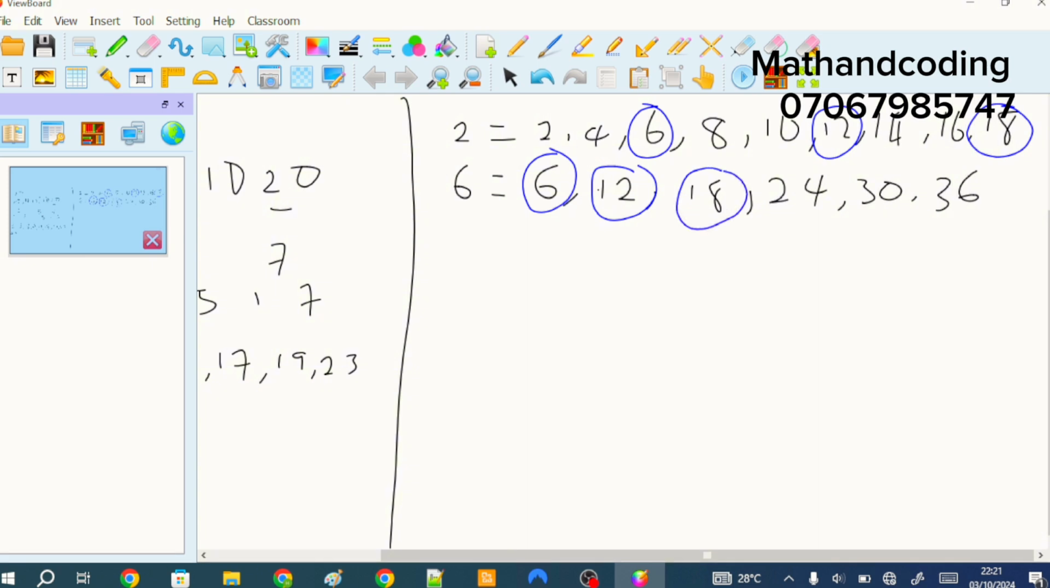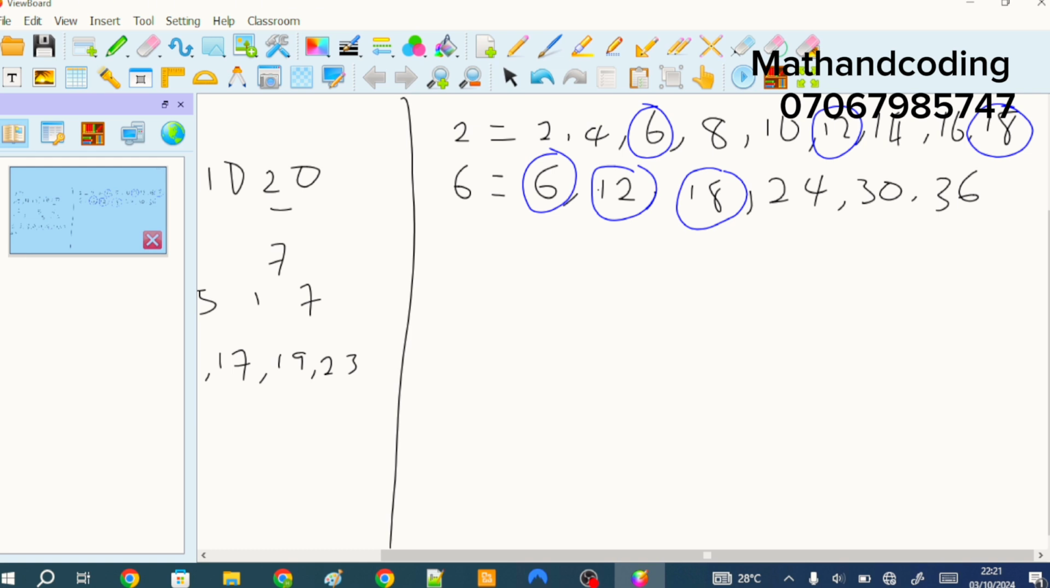When a multiple is found in the multiples of 2 or more given numbers, that multiple is called a common multiple. Common means it's found here and it's also found there. If it's found in 2 but it's not found in 6, it's not common. If it's found in 6 but it's not found in 2, it's not common. But when it's found in both 2 and 6 at the same time, then it's a common multiple. So a common multiple is a multiple that is found in the multiples of more than 2 numbers.